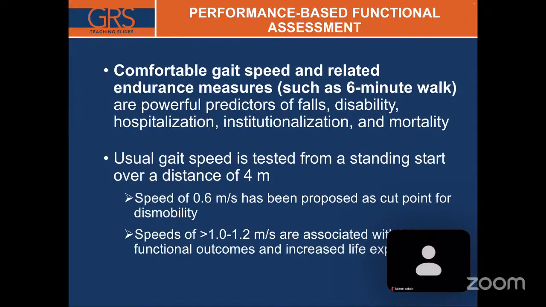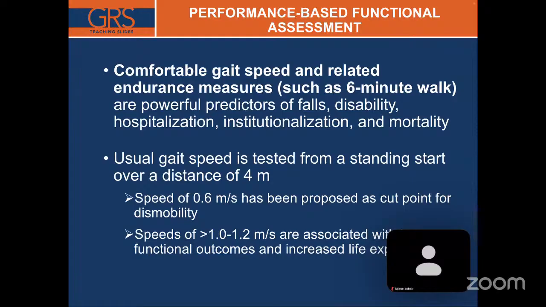Performance-based functional assessment. There are a few tests that are applicable to assess gait disorders, such as the comfortable gait speed and related endurance measures, such as the 6-minute walk test. These are powerful predictors of important outcomes like falls, disability, hospitalizations, institutionalization, or even mortality. In other words, how fast or how far someone can walk tells us a lot about their overall health and their overall risk. So how is gait speed measured?